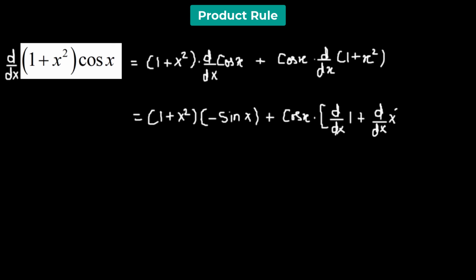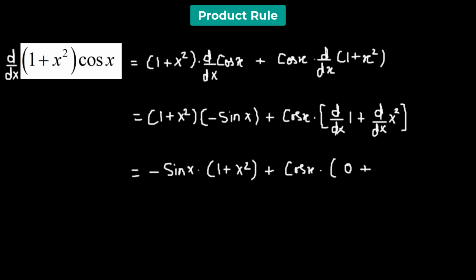So we have applied the derivative to each term, which will give us negative sine of x multiplied by 1 plus x squared, plus cosine of x times 0 plus the derivative of x squared, which is going to be twice of x. So we write the positive term as the first term. So we have twice of x cosine of x minus 1 plus x squared multiplied by sine of x. So this is the derivative of the given function. Let's move on to the next question.